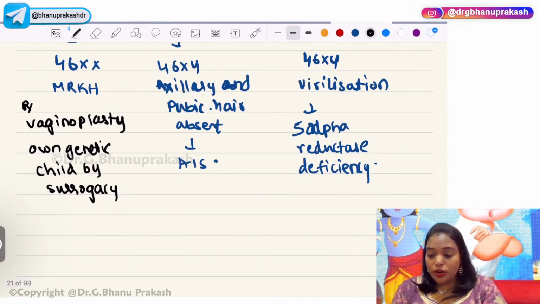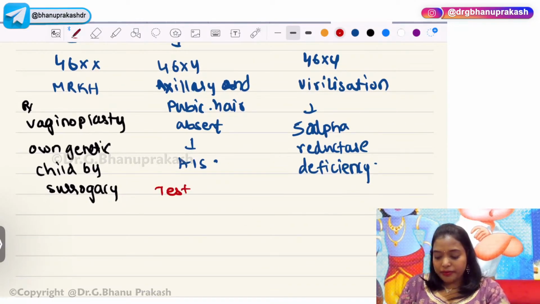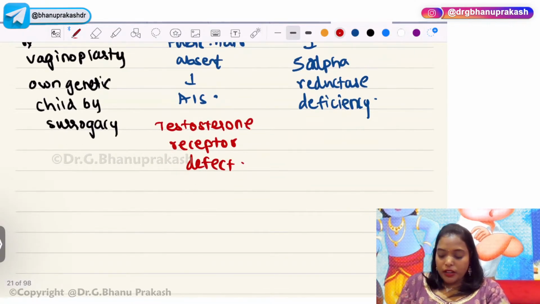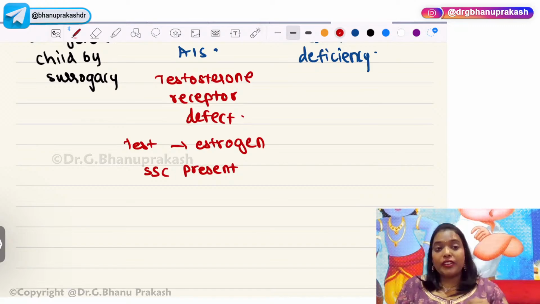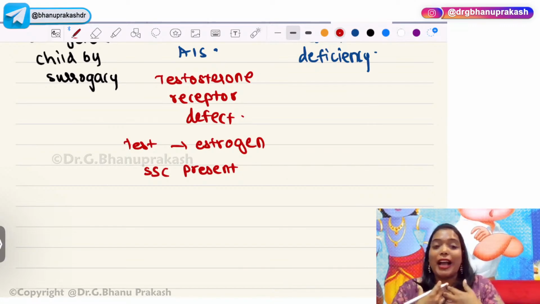AIS is a testosterone receptor defect. So testosterone is not able to act on its receptor. So testosterone gets converted into estrogen. Now, because of the estrogen, secondary sexual characteristics will be present. So although she's a male, secondary sexual characteristics like breast will be there, but axillary and pubic hair will be absent.